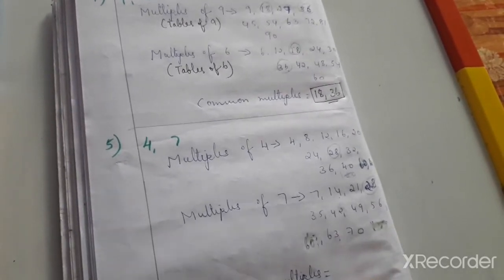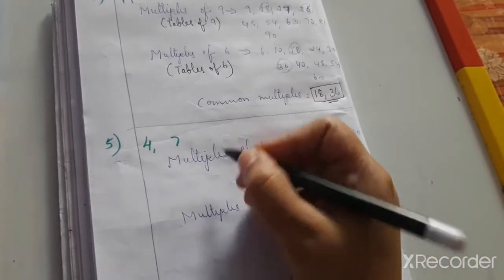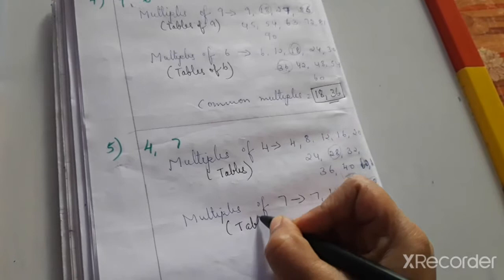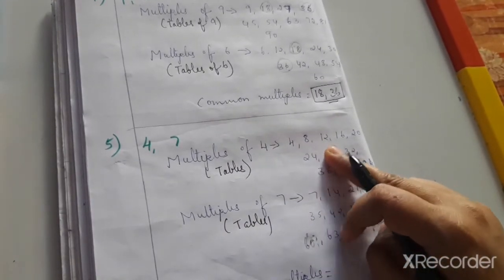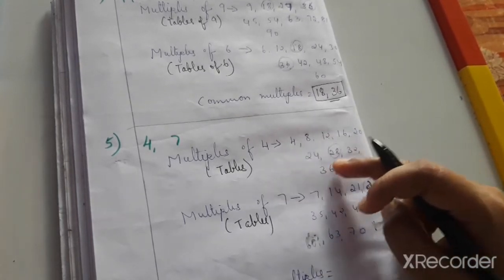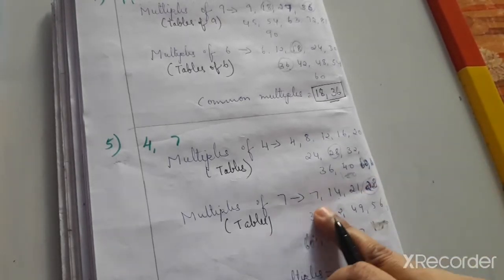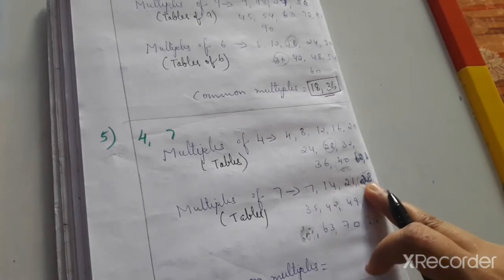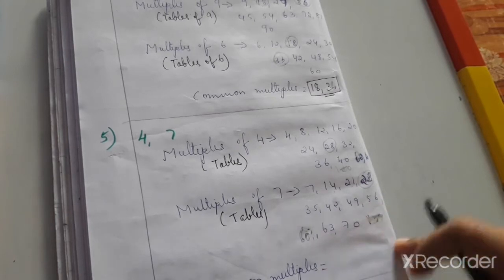Now fifth question, 4 and 7. Multiples of 4 we have to write, which means the table of that number. 4 ones are 4, 4 twos are 8, 4 threes are 12, 4 fours are 16, 4 fives are 20, 24, 28, 32, 36, 40. Now the table of 7: 7 ones are 7, 7 twos are 14, 7 threes are 21, 7 fours are 28, 7 fives are 35, 42, 49, 56, 63, 70.